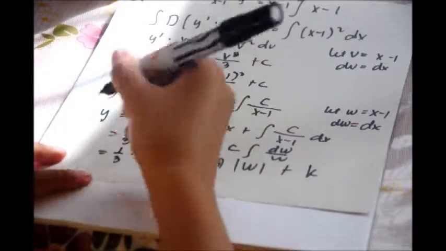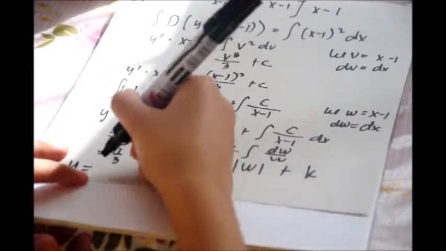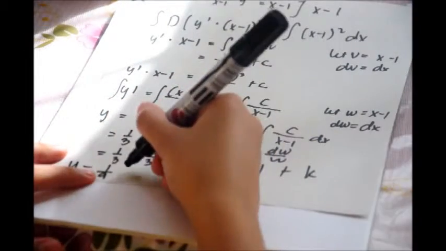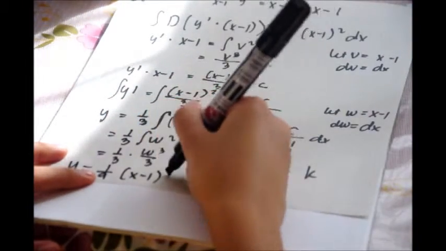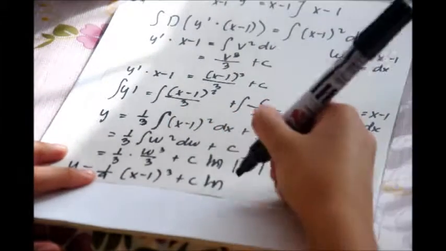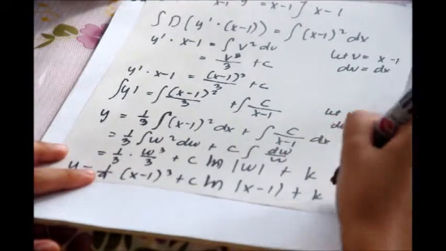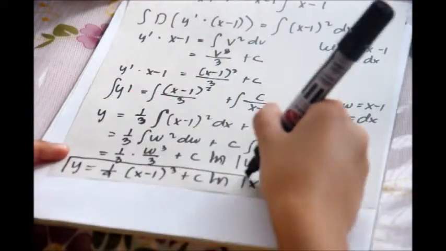So we're going to substitute it now. The final answer would be 1/9 (x minus 1) cubed plus c ln of (x minus 1) plus the constant k. That's it.